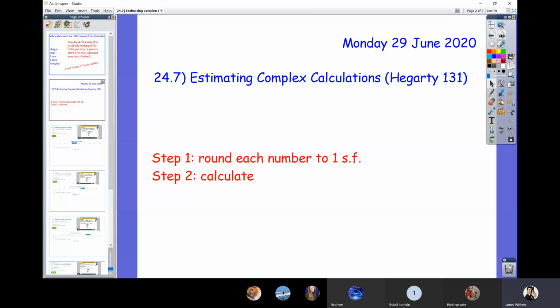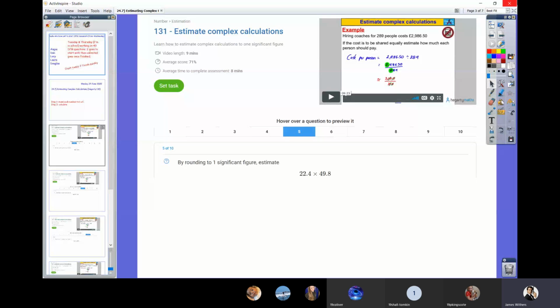So this should be quite a straightforward one for you. And by definition, it's supposed to be quick, because the whole idea is you're estimating just to get a very quick ballpark figure. So let me talk you through some of these. By rounding to one significant figure, estimate the following. So 22.4 is 20 to one significant figure. 49.8 is 50. So there's my step one. I've changed each of those numbers. I've rounded each of them to one significant figure. Step two, I now just do the maths. So 2 fives are 10, and then add on the other two zeros. So your final answer is simply going to be 1,000.